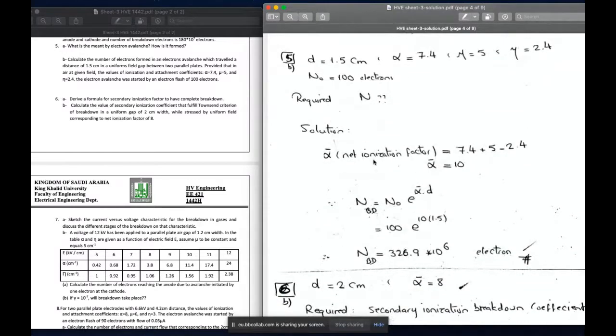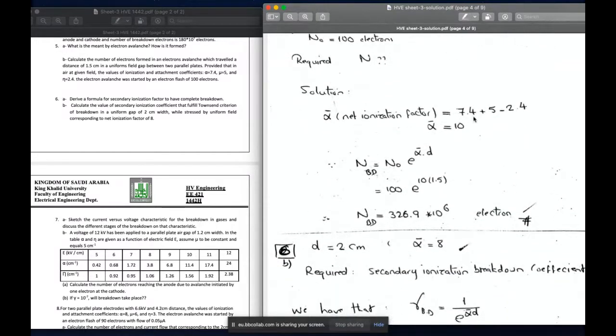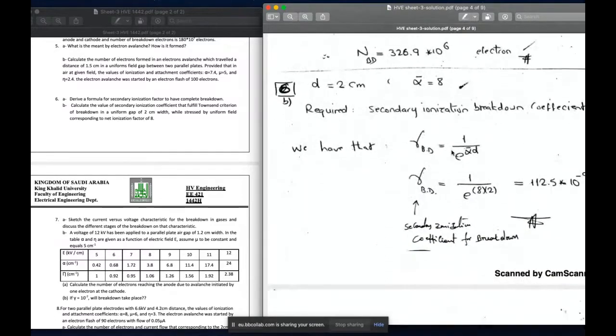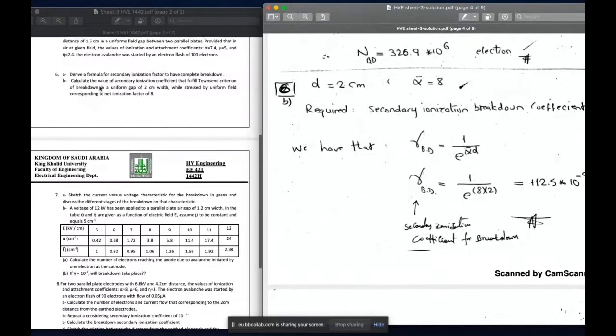So I have to calculate first alpha bar. Alpha bar will be 10, and the number of breakdown electrons required, if you substitute in this formula, you will get the number of breakdown electrons. Here there is no value given of gamma, so you can consider that here we have only primary ionization. Now coming to the sixth one, derive a formula for secondary ionization factor to have complete breakdown. So please refer to the theory lecture for this.